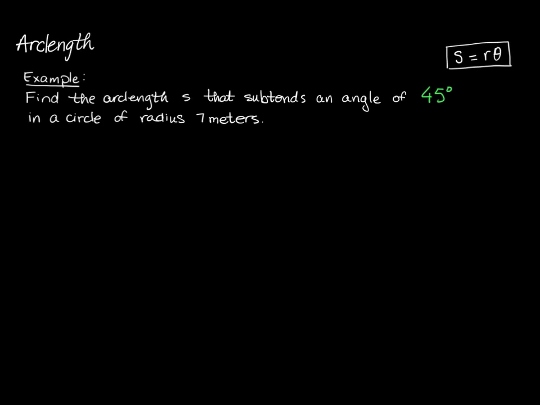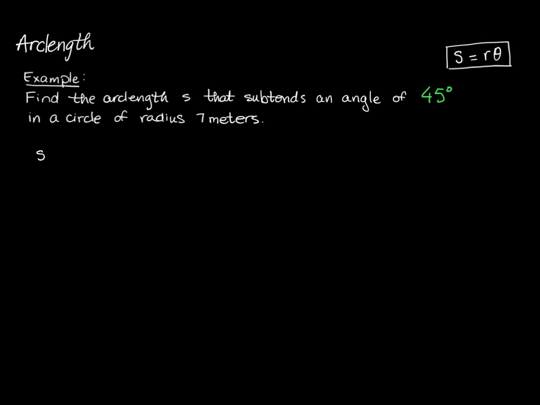Okay, I've changed this problem just slightly. Instead of an angle in radians, I'm now being asked to find the arc length that subtends an angle of 45 degrees. The circle still has a radius of 7 meters. So the change that I've made affects the angle in two ways. First of all, it's a different size, and second of all, it's measured in degrees instead of radians. We can still use the same process.